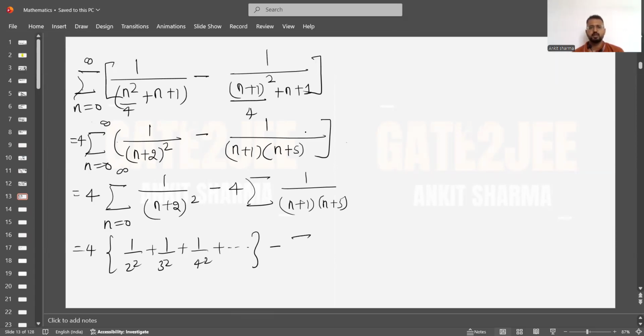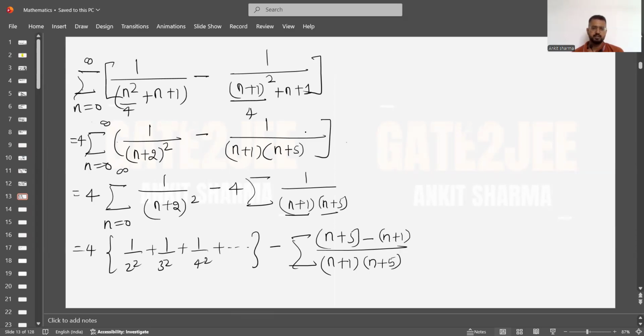So 4, I'll be writing this way. Because you see here, this is n plus 1, this is n plus 5. So 4 I could write as (n plus 5) minus (n plus 1). So n gets cancelled, and then 5 minus 1 gives me a 4. So I get the same part, (n plus 1) into (n plus 5).